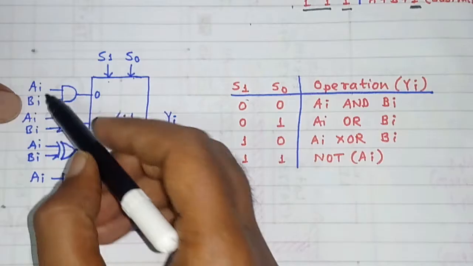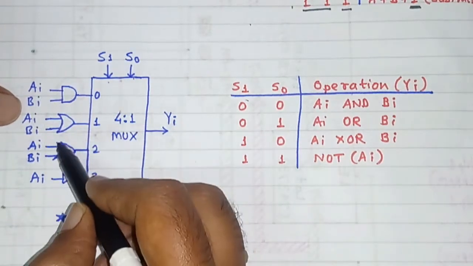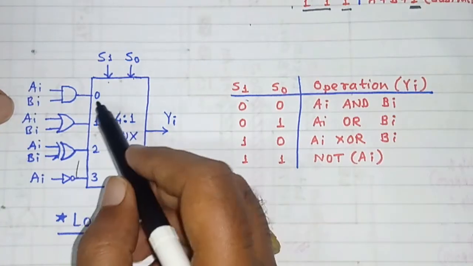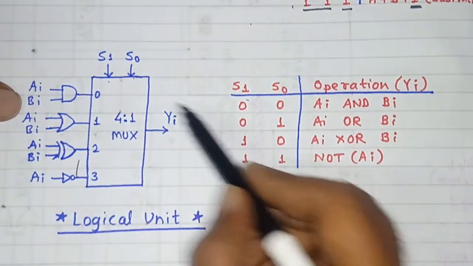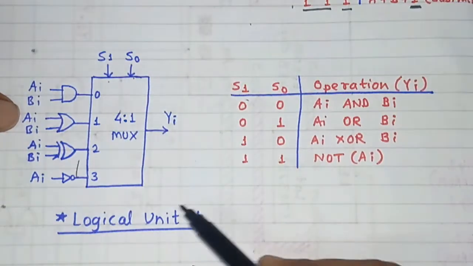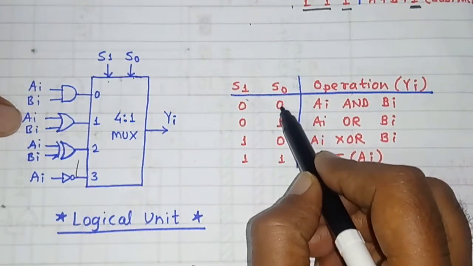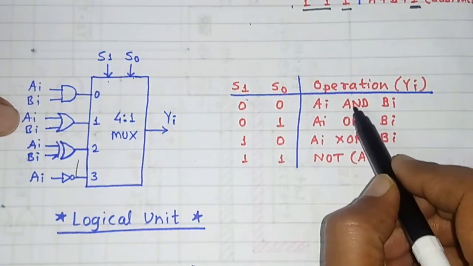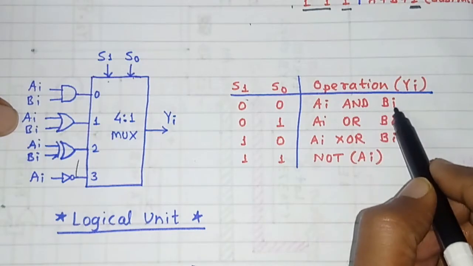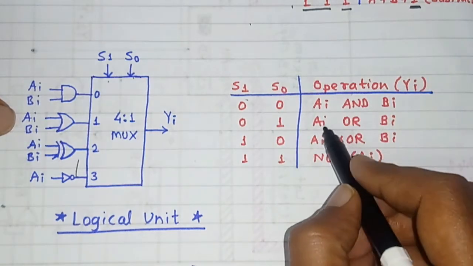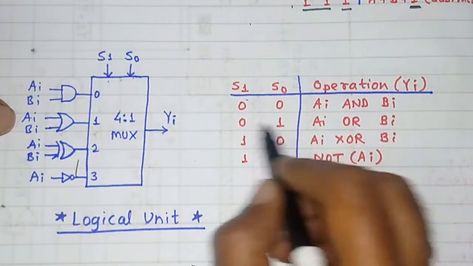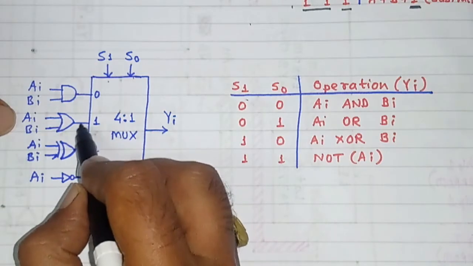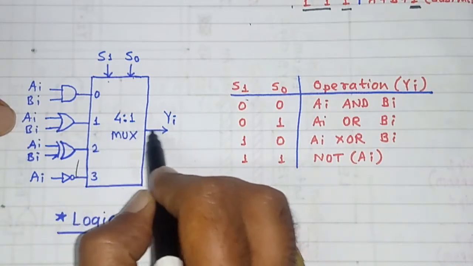Okay, so this AI and BI are simultaneously applied to each and every logic gate, but whichever result we want to obtain, for that result we have to make this S1 and S0 lines as per our requirement. So for 0 0 combination, the multiplexer output will give you the AI bitwise AND with BI. Then for OR operation we have to make the S1 and S0 lines 0 1, so that this output of OR gate is transferred at the output of this multiplexer.